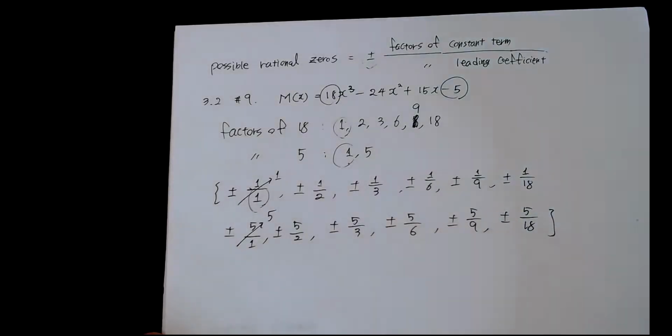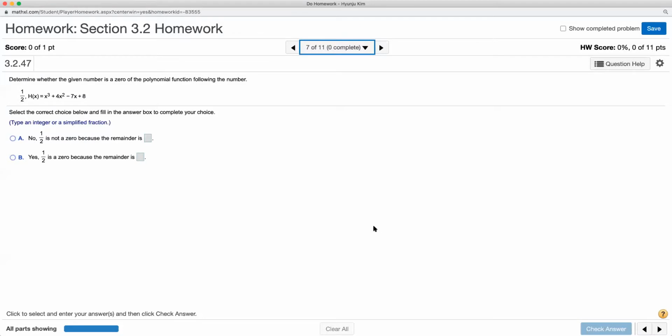Okay, so now the next problem. Give me a second. Problem number 7. Here's the question: determine whether the given number is a zero of the polynomial function. The easiest way to figure out the answer is to simply plug 1/2 into x in the function. But let me use the factor theorem, which means that we divide h of x by x minus 1/2.